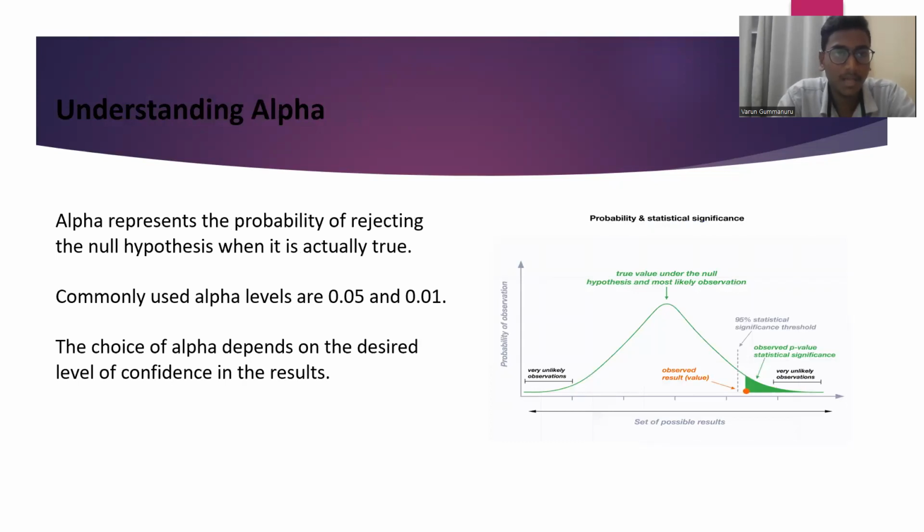Next, we will discuss understanding alpha. Alpha represents the probability of rejecting the null hypothesis when it is actually true. Commonly used alpha levels are 0.05 and 0.01. The choice of alpha depends on the desired level of confidence in the result.